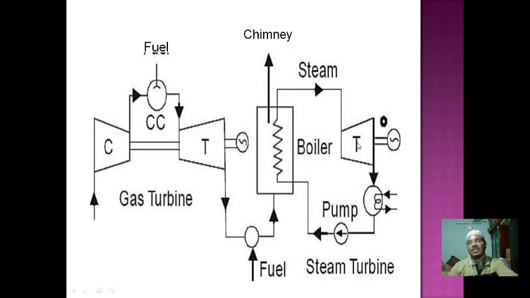Then after that, the turbine again has a generator, and the generator produces energy, and again the remaining waste steam goes to the condenser, and then it becomes cool water, and by using the pump we again transfer it to the boiler to transfer the heat energy. Like this the combined cycle goes on continuously.